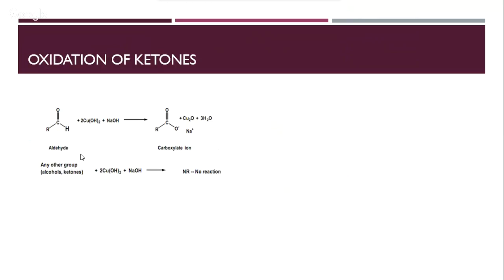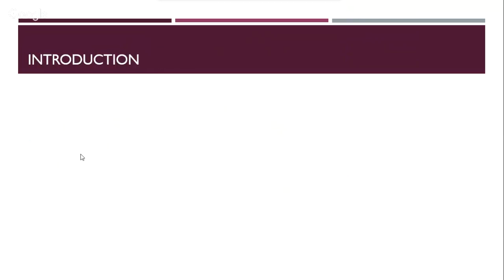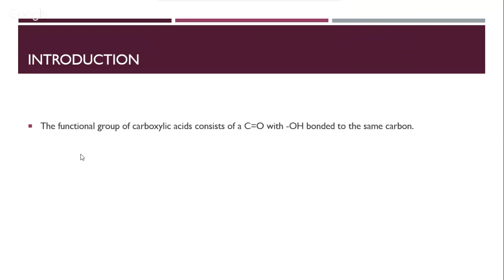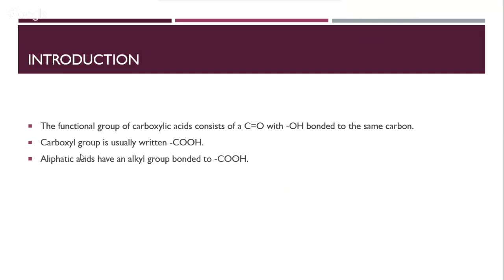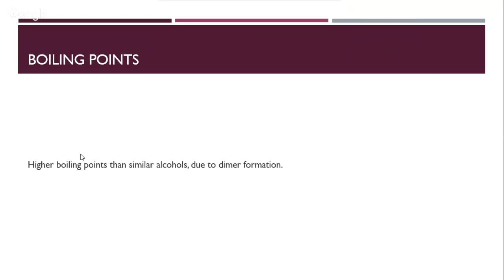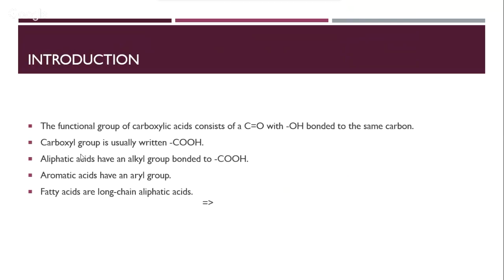Okay, so this we have done. Now let's look at the introduction on carboxylic acids. Now the next group is carboxylic acids. We have seen aldehydes and ketones. Carboxylic acids are with a carbonyl group and an OH attached to it. So you will find that the OH and CO are attached to the same carbon. Okay, this is generally written as COOH. Aliphatic acids generally would have an alkyl group attached to it. Aromatic will have an aryl group attached to it. Generally, fatty acids are long chain aliphatic acids, right?